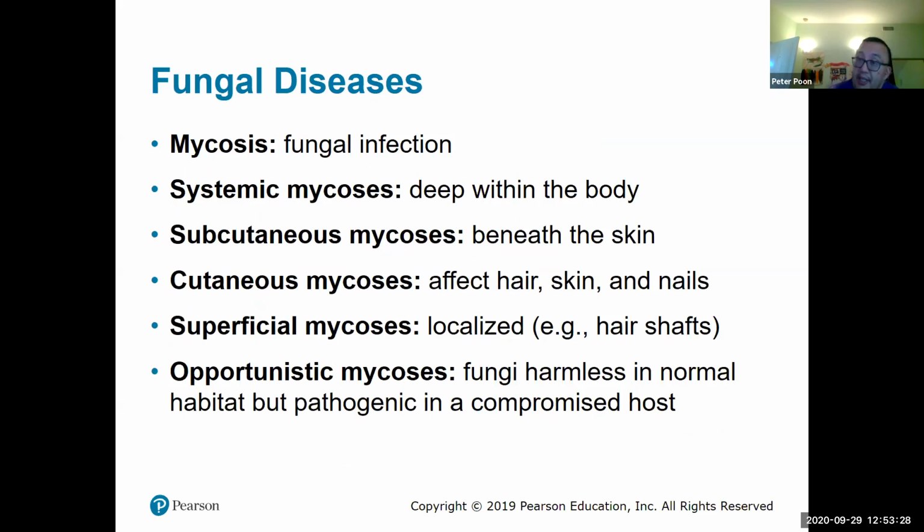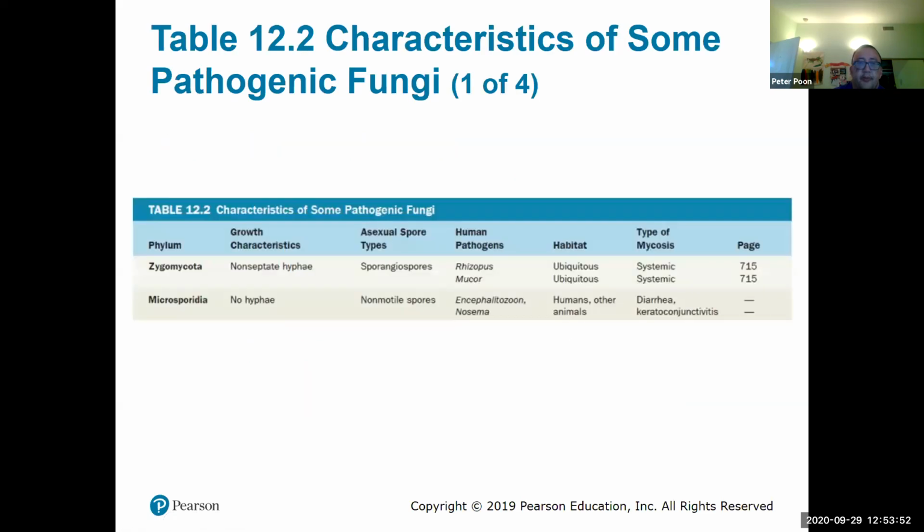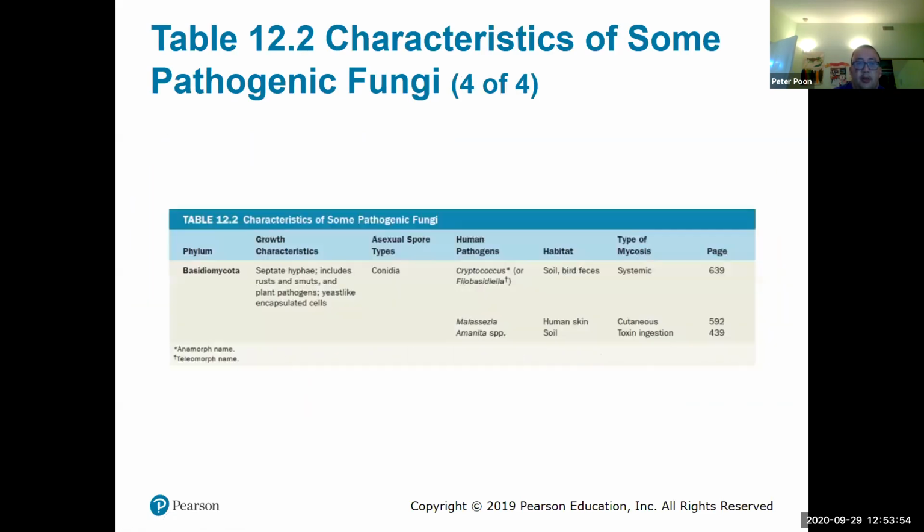Fungal diseases. This you definitely should know. A mycosis is a fungal infection. So the most common ones are actually superficial, or cutaneous, or subcutaneous. There are very few that go systemic.